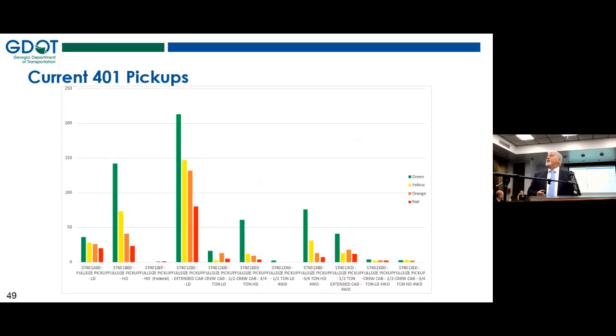I'll give you a current summary of where we're at. These are our 401 pickups. The green represents where you're good. When you get down to the red, that's what we need to replace; it's at the end of its life cycle. If you look at the overall 401s broken down, some of them may be a crew cab, some of them are standard cab, with the F-250s. This represents the entire fleet. Overall, we've got a pretty healthy 401 fleet.